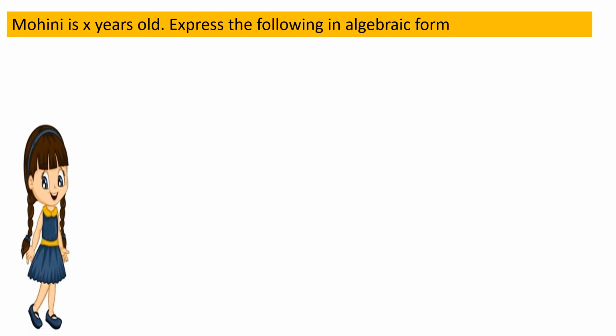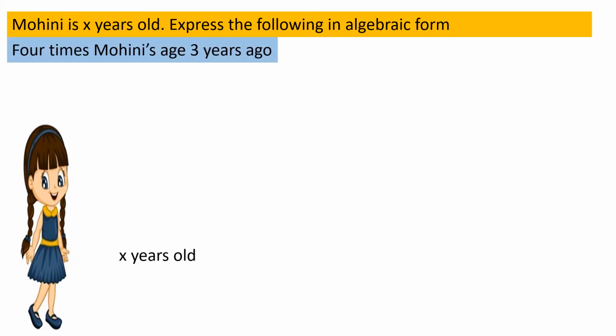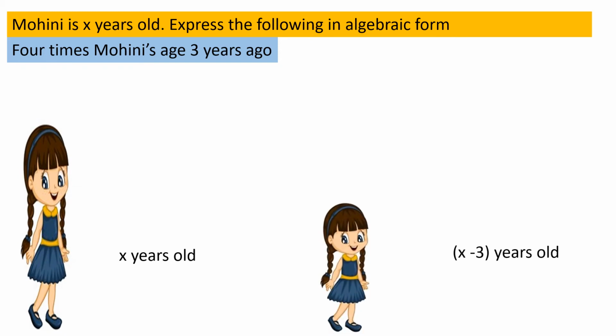You know that Mohini's age is x years. This is the present age of Mohini. Now let us find out 4 times Mohini's age 3 years ago. So at first we need to find out what was the age of Mohini 3 years ago. So 3 years ago Mohini was x minus 3 years old. So 4 times Mohini's age 3 years ago means 4 multiply x minus 3.